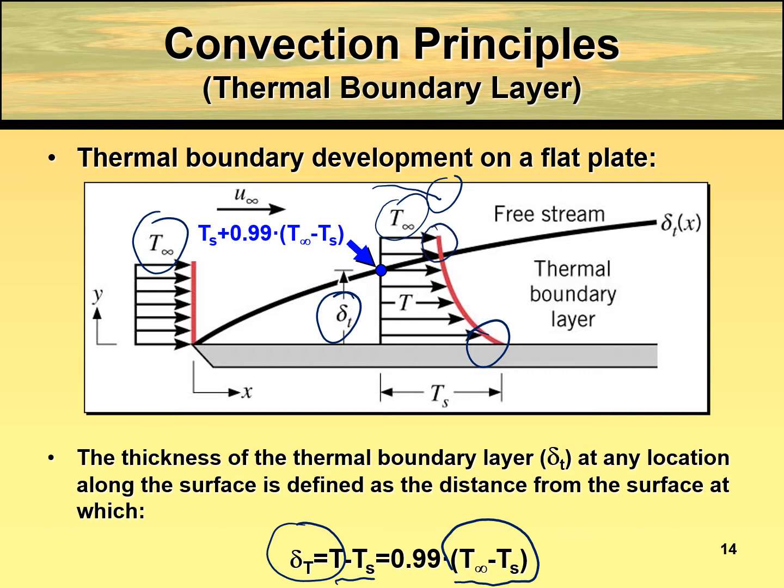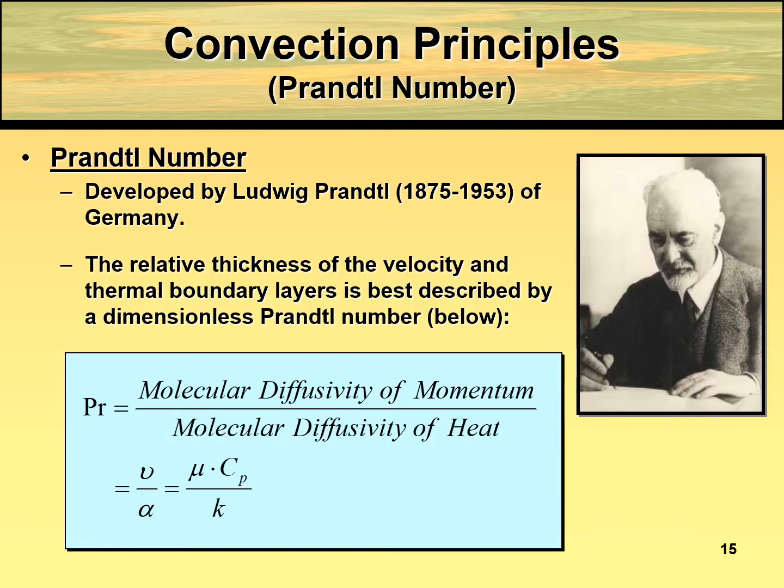All right, so let's look at another important parameter for convection heat transfer, which is the Prandtl number. The Prandtl number is named after Ludwig Prandtl. He was born in 1875 and died in 1953.